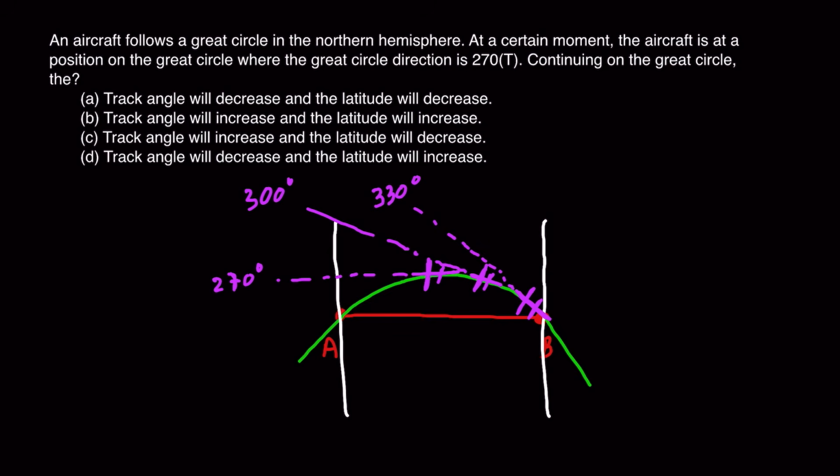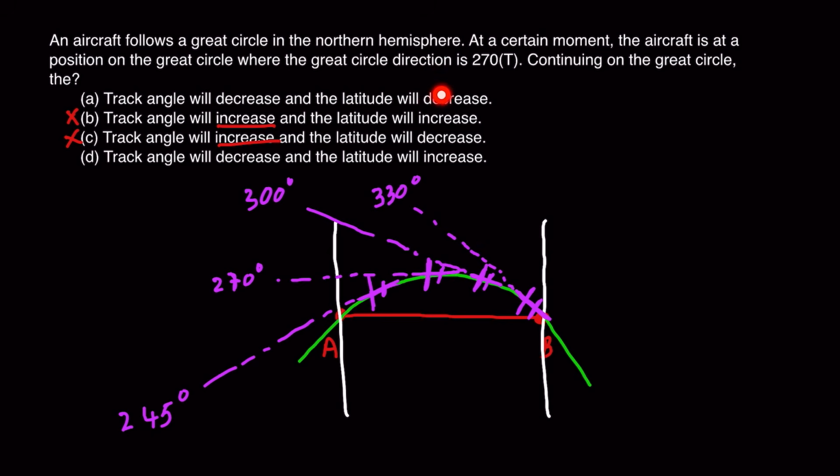So my aircraft is over here. And continuing on the great circle, what will happen to the track angle? So let's just draw it. I'm over here now. So what is the direction? 245, let's say. So what has happened over here? The track angle has decreased, right? So the track angle has decreased. Bravo, Charlie are incorrect because they say increase. So the correct answer is either alpha or delta.